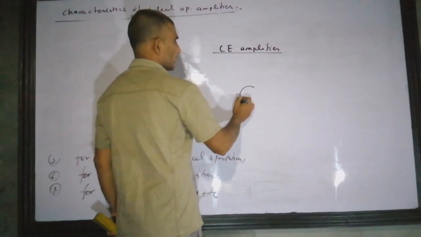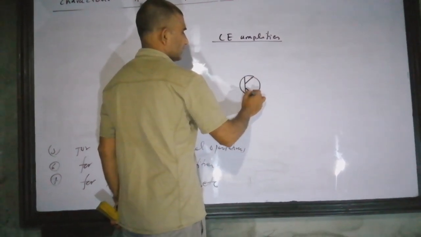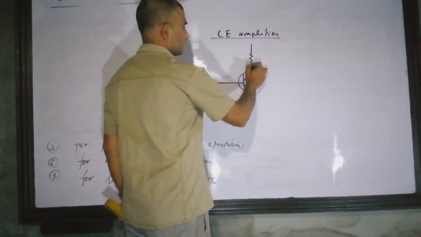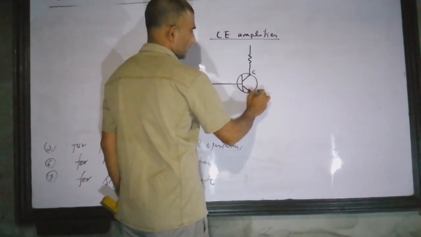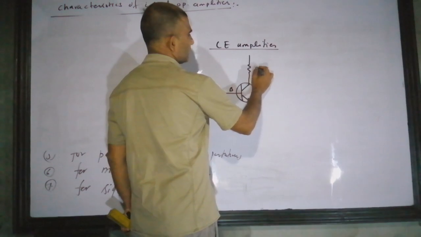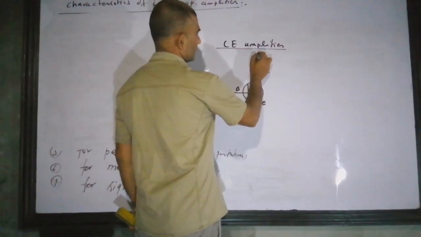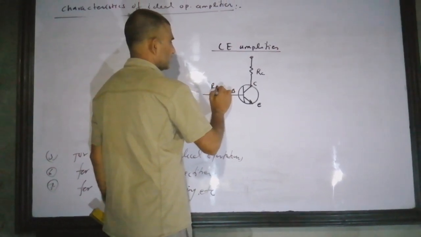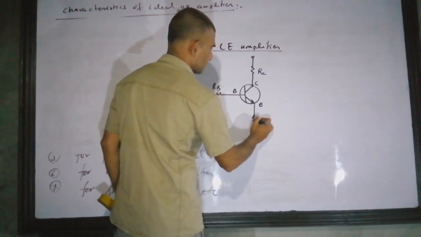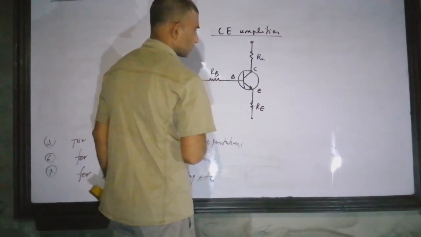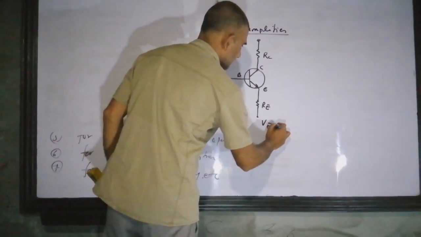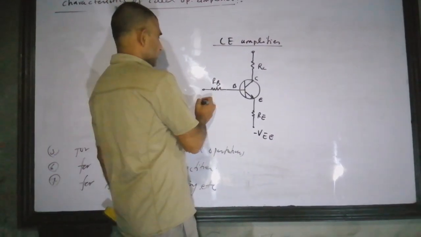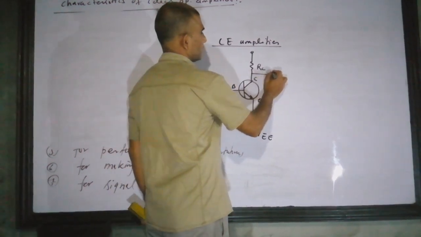So I choose here a transistor, and I am taking the NPN transistor. This is the collector, this is the emitter, and this is the base. The resistance connected to the collector is called RC. If I connect some resistance in the base, I call it RB, and for biasing I use RE also, which is connected to the negative supply, which I write as VEE. This is the simplest CE amplifier. We apply input here and take output here.